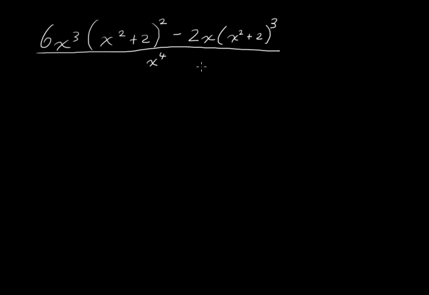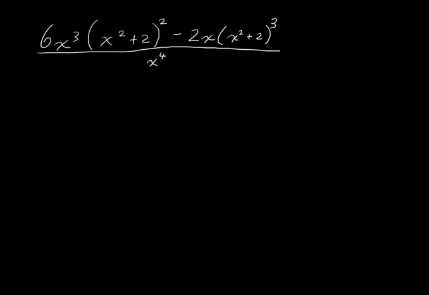In this video, we've got a large rational expression that we are asked to simplify. We have 6x to the third times the quantity x squared plus 2, all of that is squared, minus 2x times the quantity x squared plus 2, all of that is raised to the third power. All of that is over x to the fourth.